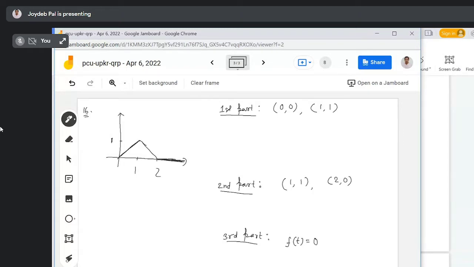And here you just find these two equations. It is also simple. First part, it is y is equal to x. You check it: y minus 0 divided by x minus 0 is equal to 1 by 1. Just the two-points form. So you will get y is equal to x. So here f(t) is equal to t. Since y is equal to x, so f(t) is equal to t. And this part, it is y minus y1.